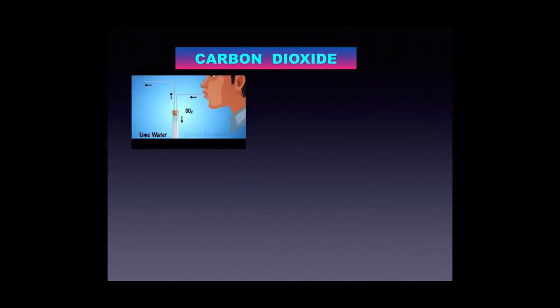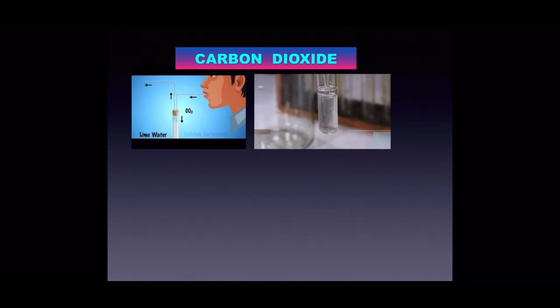Now children, you must have performed experiments in your lower classes. That is, when carbon dioxide is exhaled through lime water, the lime water turns milky or cloudy white. Why is it so? It is because carbon dioxide reacts with calcium hydroxide solution to produce a white precipitate of calcium carbonate. Lime water is a solution of calcium hydroxide. So when carbon dioxide is bubbled or exhaled through lime water, it turns milky or cloudy white.